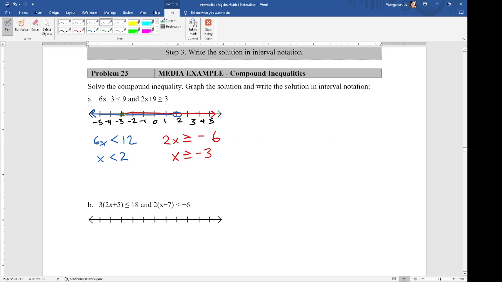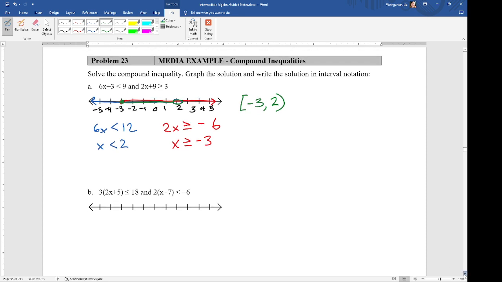So this is both blue and red, all the way up to here, not including 2, because 2 is only covered with red. So if we were to write this in interval notation, x can go as little as negative 3 and can include negative 3, so it gets a hard bracket, goes up to 2 with a soft bracket. Let's look at our next example.